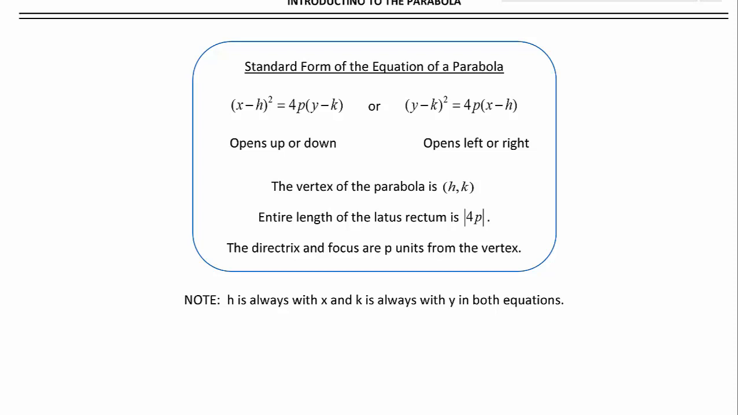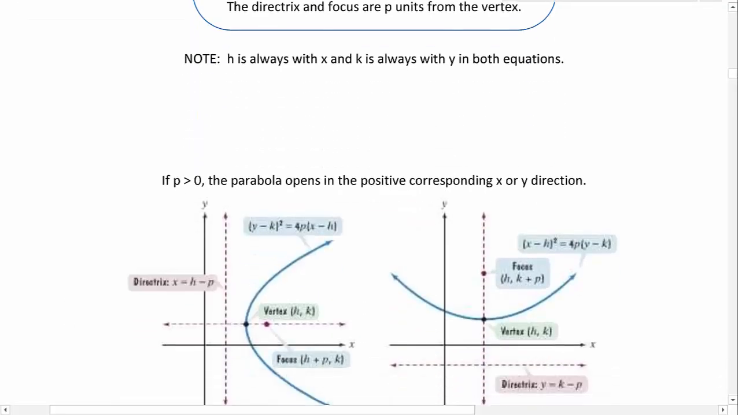And the directrix and focus are p units from the vertex. So we'll go p units in one direction, draw in the directrix, p units in the other direction from the vertex, draw in our focus.